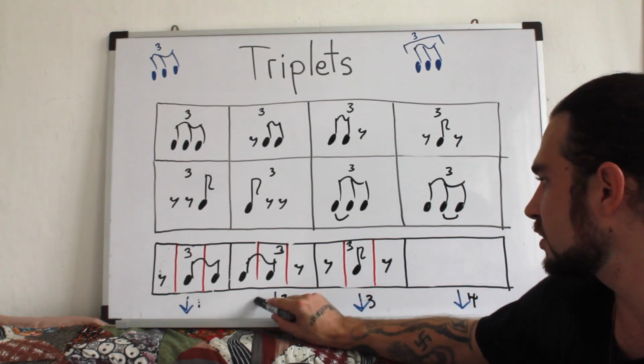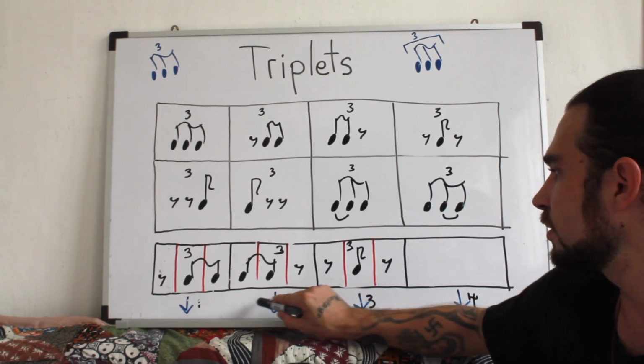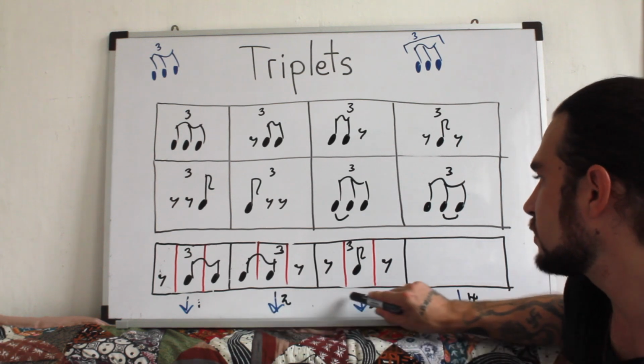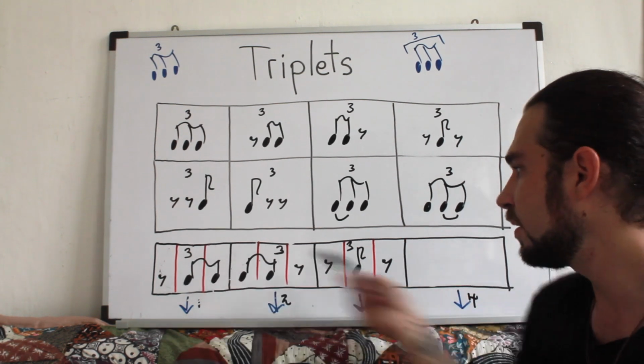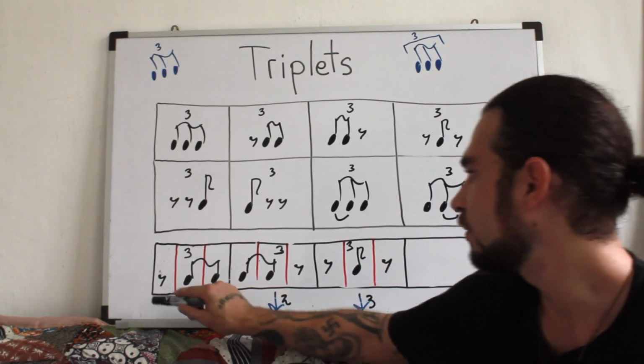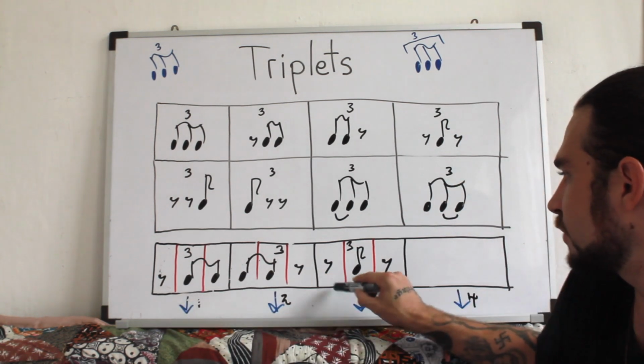So maybe this one with this one. So 1, 2, 3, bump, bump, rest, rest, bump, rest. All of it. 3, 4, rest, bump, bump, bump, bump, rest, rest, bump, rest.